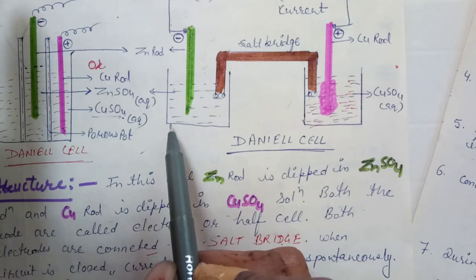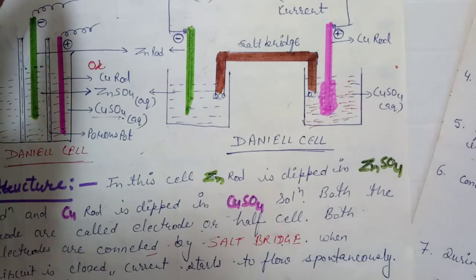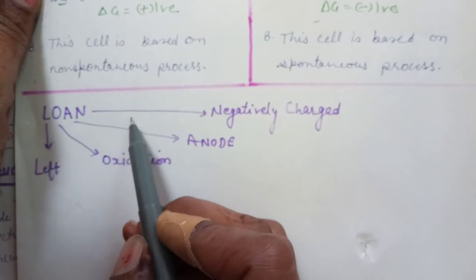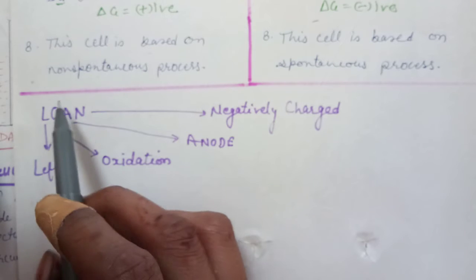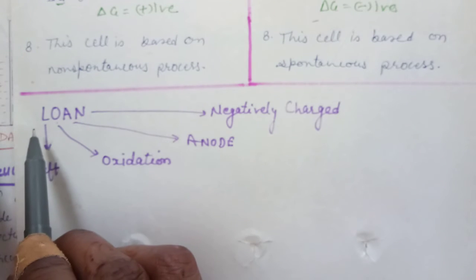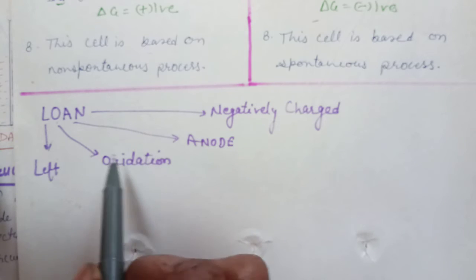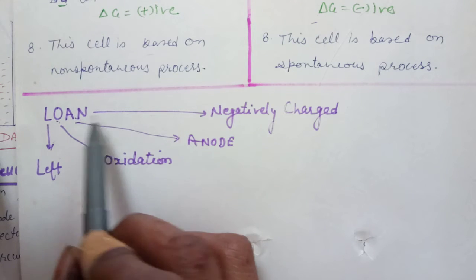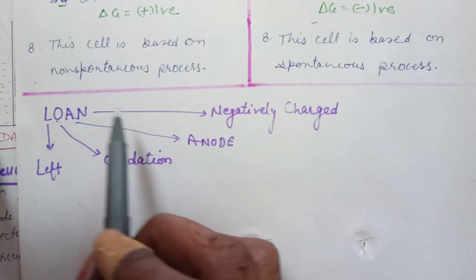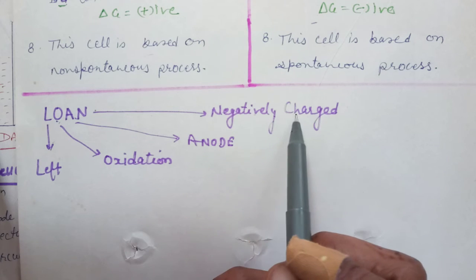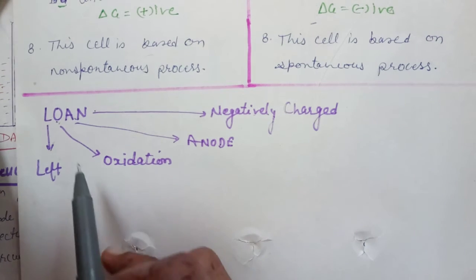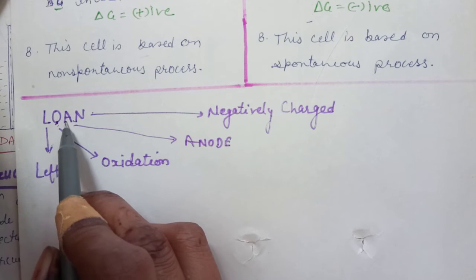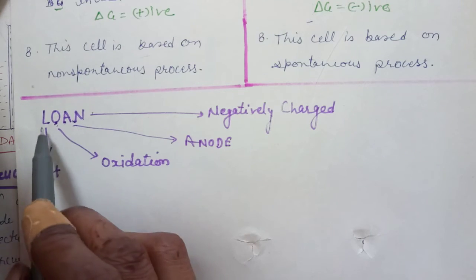We can learn it by a small trick, that is LOAN. What is LOAN? L means left side, O means oxidation takes place, so on the left side oxidation takes place. This is the anode, the electrode at which oxidation takes place, and the anode in an electrochemical cell is negatively charged. You can learn it very easily. LOAN means the left electrode where oxidation takes place is the anode, and it is negatively charged.